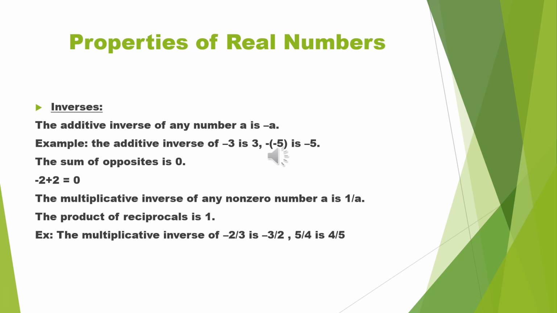So the sum of a number and its opposite must be equal to 0, which means minus 2 plus 2 is equal to 0. The multiplicative inverse of any non-zero number, which cannot be 0.